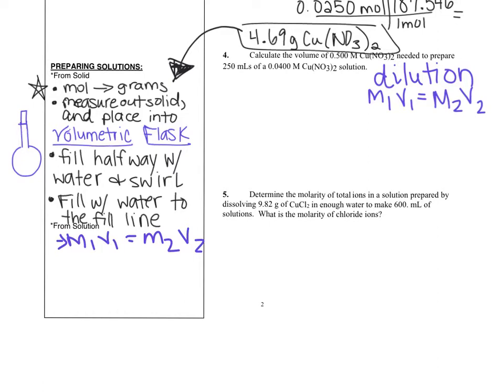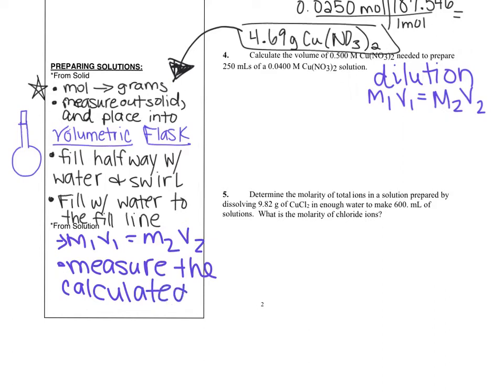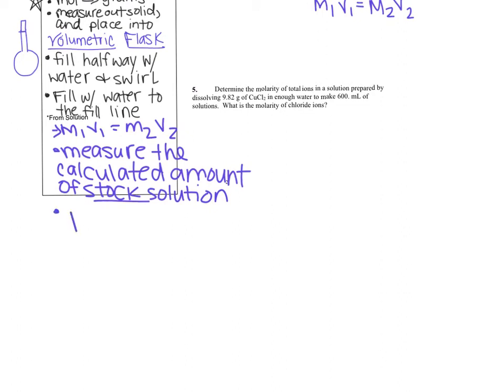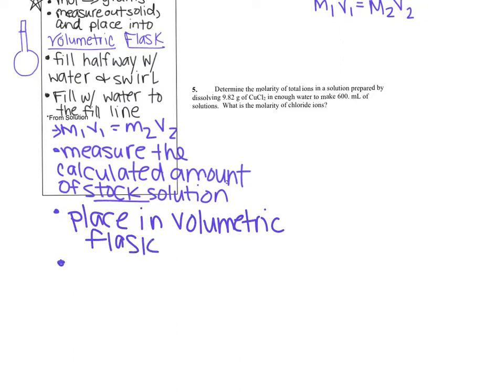M1V1 = M2V2. So you would measure the calculated amount of, what do we call that main solution? Stock solution. There's your word. Place in, we're going to once again say volumetric flask is always the best. And what's the last step? Well, you can swirl, but we just need to fill it, right? Yeah. So let's just fill to the fill line with water.